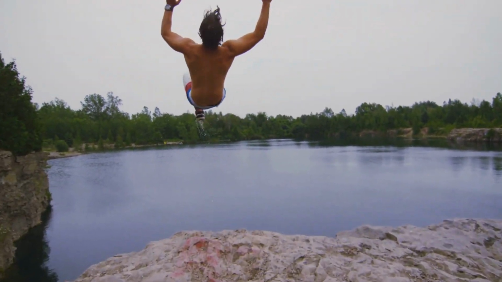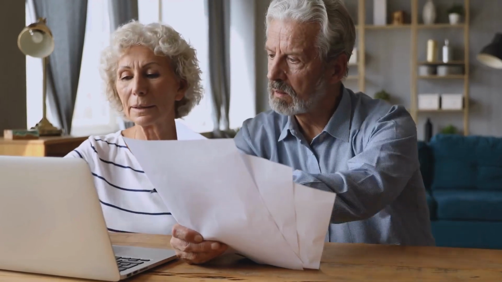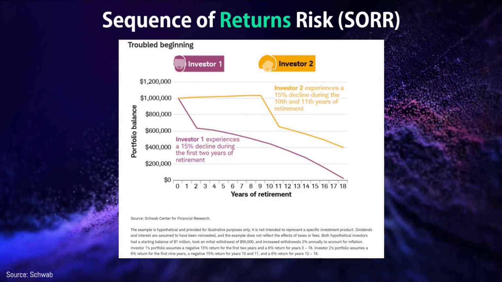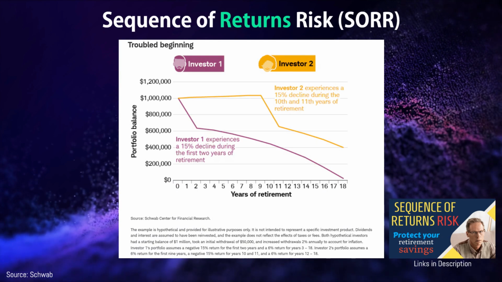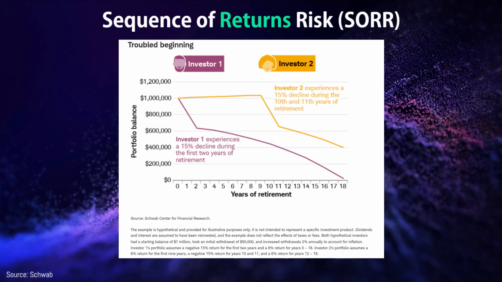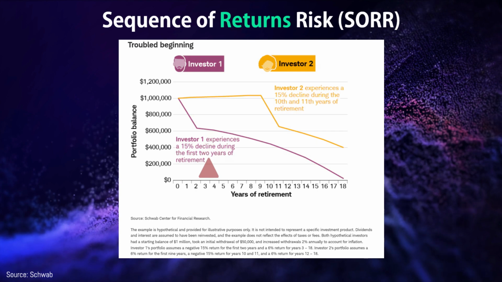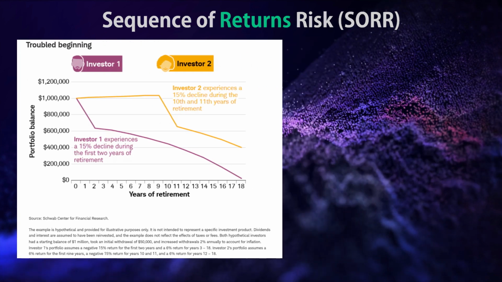Let's start with an overview of these two critical sequence risks that can significantly impact your retirement savings. Sequence of returns risk is probably the more familiar one. I'll provide a link in the description to another video where I cover this in detail. It refers to the order in which investment returns occur during retirement. Early negative returns can really deplete your savings, compared to if you had positive returns first.